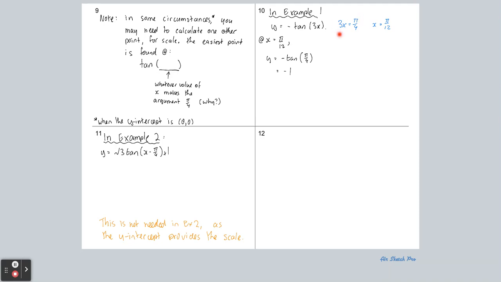So we deliberately choose, we could choose any value we want to for scale, but by picking a coordinate for x, which makes this tan of pi on 4, well, the tan of pi on 4 is 1. You can look at your charts for that, or you can do your little triangle. Because it gives us a value of 1, it makes working out the y coordinates super easy. So when x equals pi on 12, y equals negative 1.